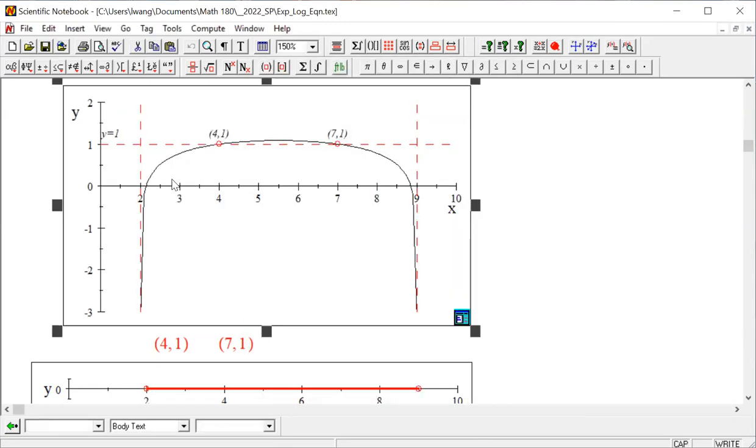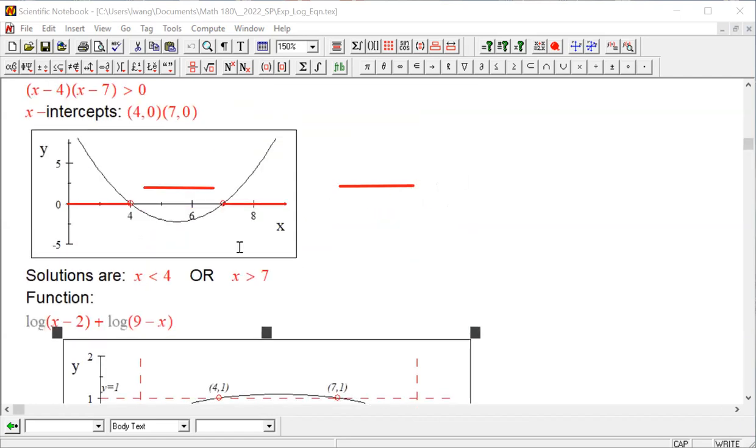And we want the curve to be less than 1. So this piece of curve is less than 1 all the way to infinity. And this piece of curve is less than 1 all the way to infinity. So the solutions would be just from 2 to 4 and 7 to 9. So these are the solutions.